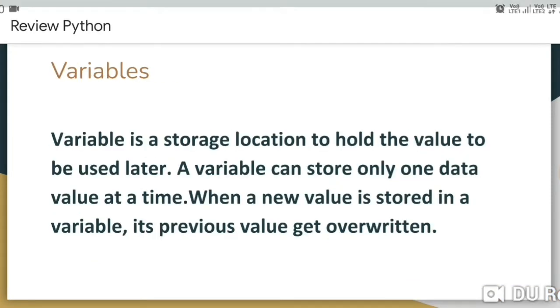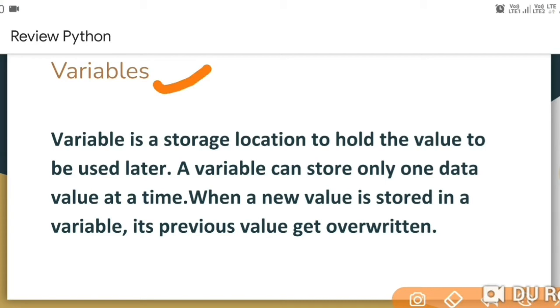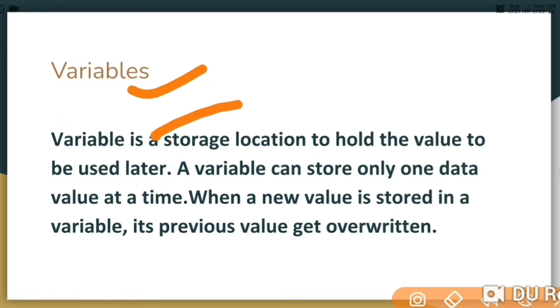Now the next thing is variable. So what is a variable? A variable is a storage location to hold a value to use later. A variable can store only one data value at a time. When a new value is stored in a variable, its previous value gets overwritten.